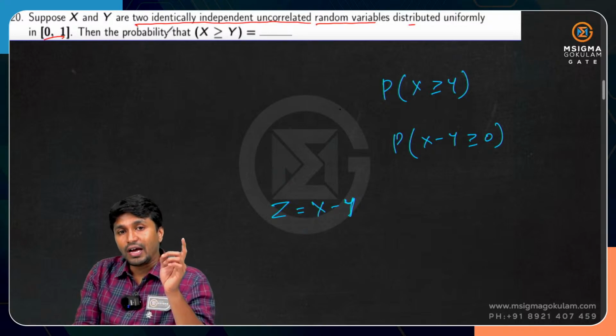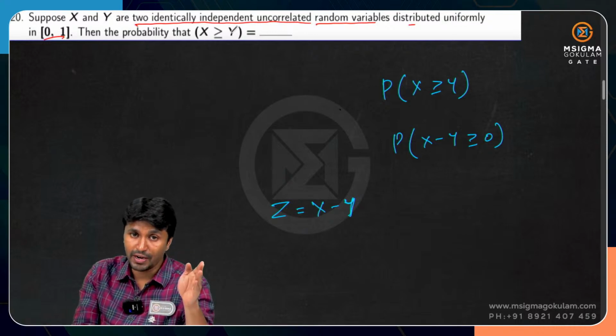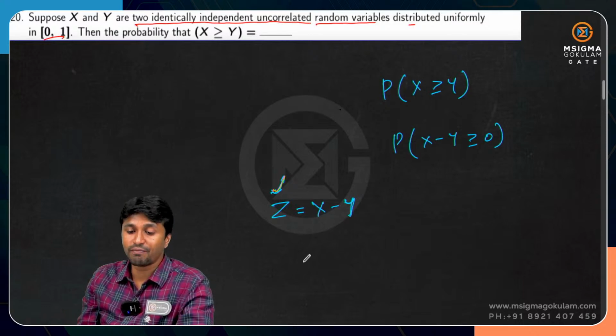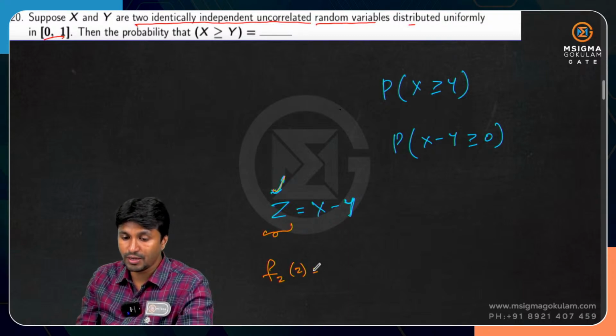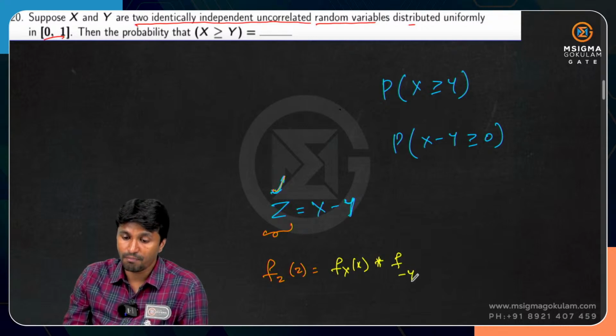Whenever you have independent and identically distributed random variables, so if you have a function like this, a new random variable is defined using these two random variables. So therefore, z is equal to x minus y, right? So how do you calculate the PDF of the new random variable? The PDF of the new random variable is nothing but the convolution of the PDFs of these two random variables. So f_X of x convolved with f of minus y, right?